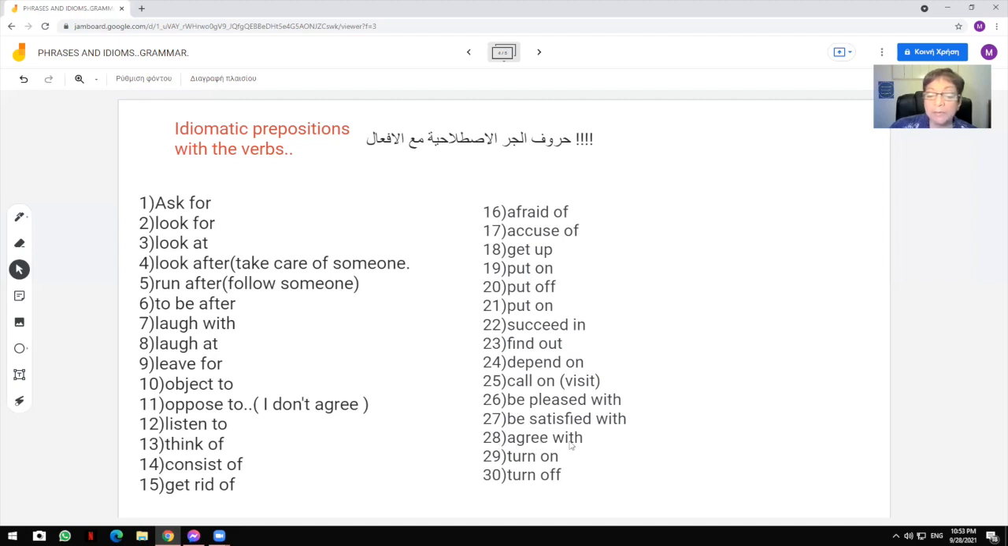Twenty-eight. I agree with. Agree means to agree. I agree with. I agree with you. I agree with what you are saying. It means I agree with what you are saying. I agree. And then we have turn on and turn off the music. Okay? A little bit difficult, but if you read or listen a few times you will get used to it.